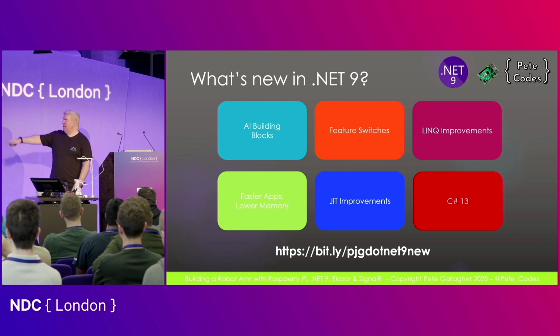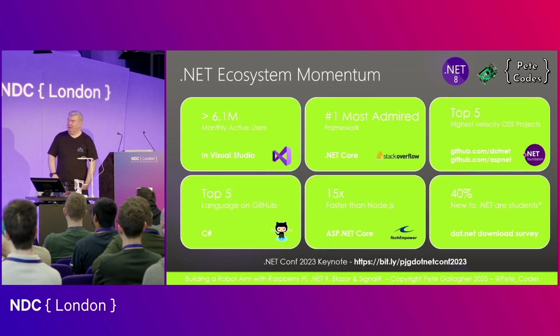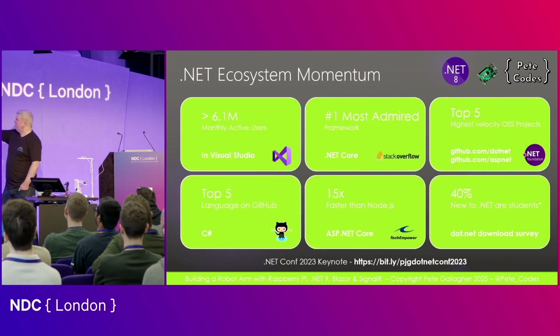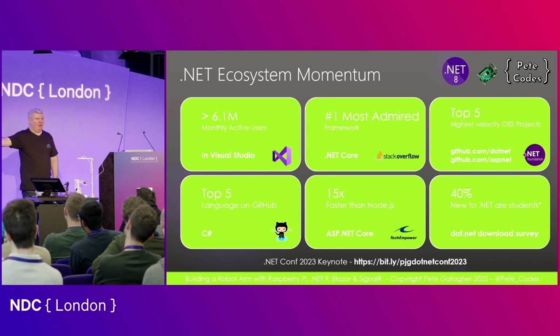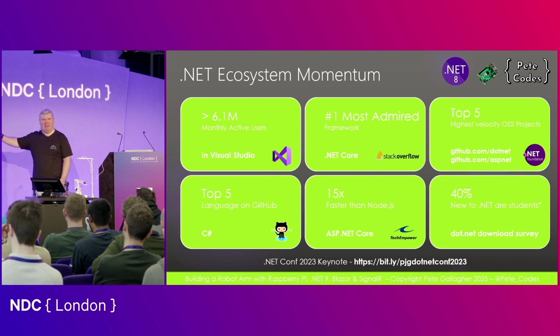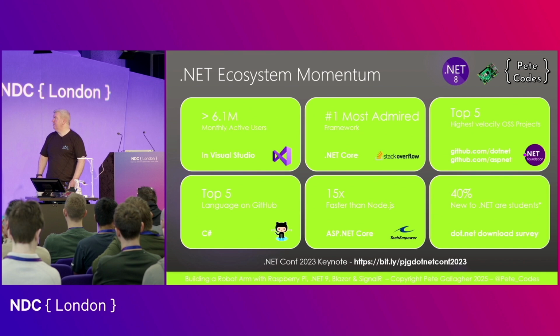So you can follow that bitly. You don't need to follow all of these. There's a QR code at the end to get the slides, so you can do that. All of this stuff is nice, but actually the part of this that I like is this 40% new to .NET are students. That's slightly older than 2023, that stat. Don't know what the latest version is, but I like that because, of course, if it's in academia, then it's going to be coming up through the ranks into business, which is a good thing to see for .NET.